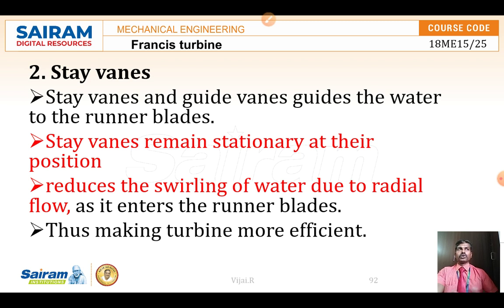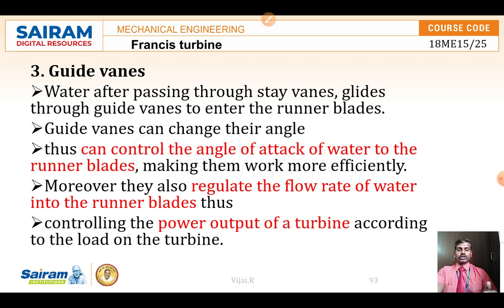Normally, water comes radially inward, which creates a swirling effect. To avoid that, the stay vanes are there, and then the guide vanes, which allow the water to flow over the runner blades. The guide vanes can be adjusted; there is a possibility of changing the angle.